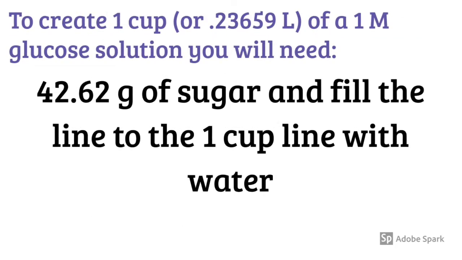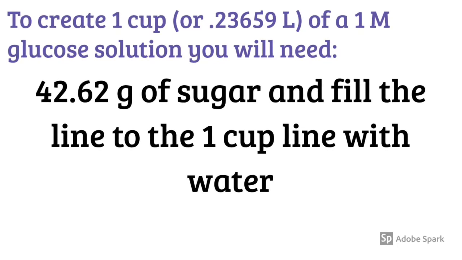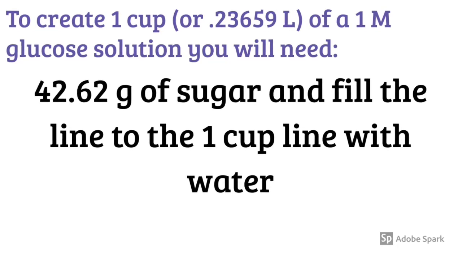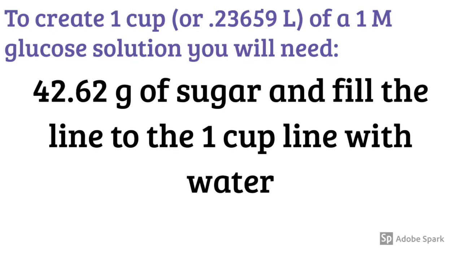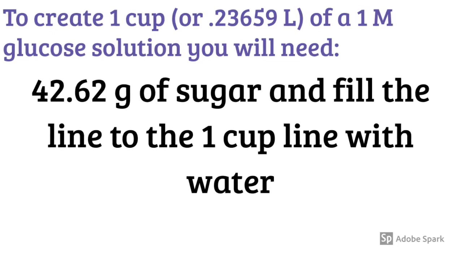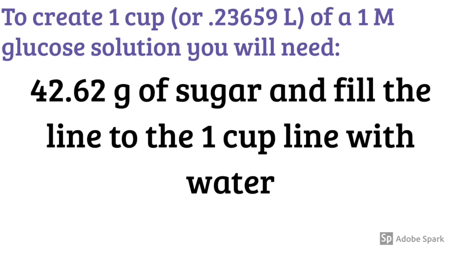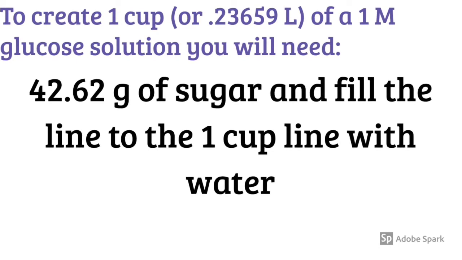So to create the solution, first I'm going to weigh out 42.62 grams of sugar. Then I'll put that in my measuring cup and fill the measuring cup to the 1 cup line with water. You want to add the sugar in first because you want to make exactly 1 cup of solution. If you put the water and then the sugar, you will end up with more than 1 cup of solution.